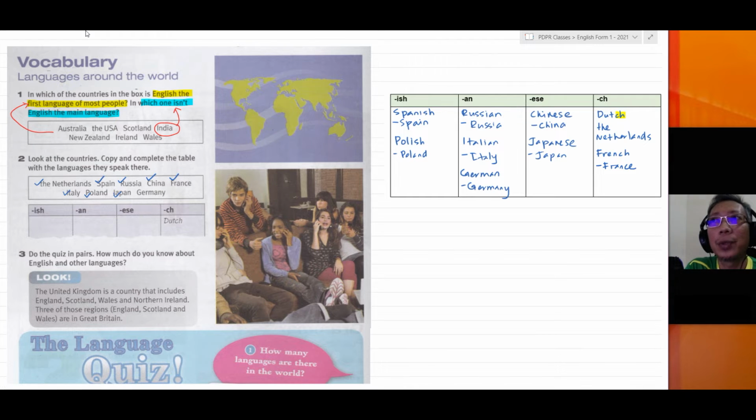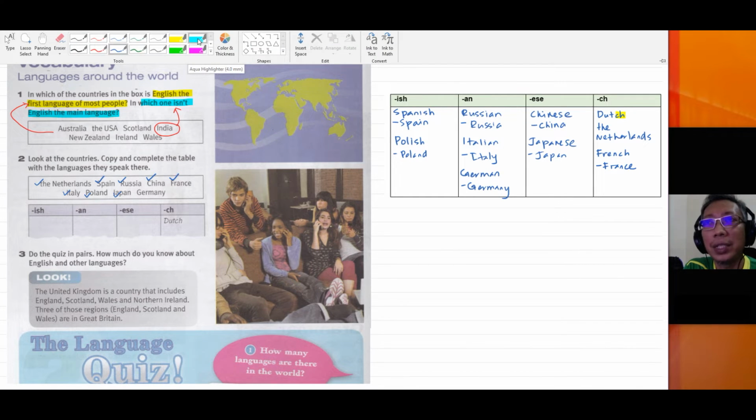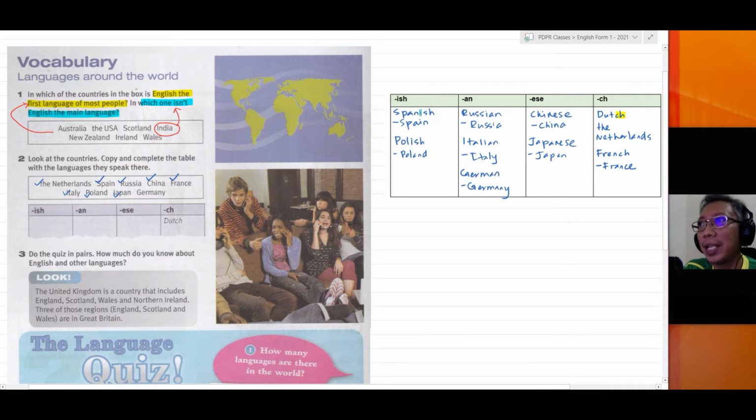Okay, if you look at all the languages, please fill in the correct column, right? Spanish, -ish, Polish, -ish, under -ish. Russian, -an, Italian, -an, German, -an. Fill in under the column -an. Chinese, -ese, Japanese, -ese. Fill in under the column -ese. And then French, -ch. Fill in under the column -ch. Okay, that is the answer for part 2.